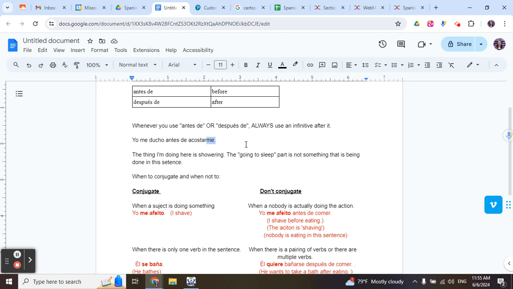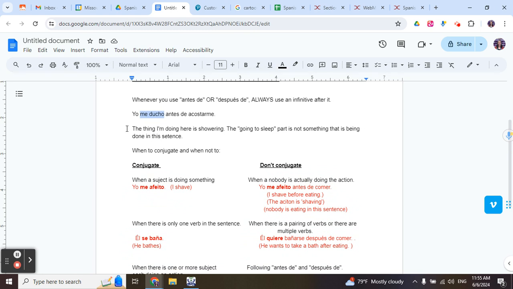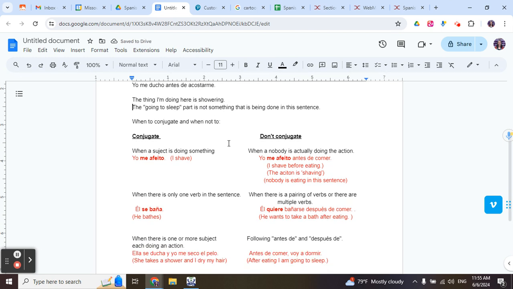But I'm not actually going to bed in this sentence. In this sentence, I'm showering. That is the active verb of this sentence. All right, so let's keep going. I'll show you some more examples. So the thing I'm doing here is showering. The going to sleep part is not something that's being done in the sentence. So that's not going to get conjugated. The only time something gets conjugated is when somebody is actually doing it.